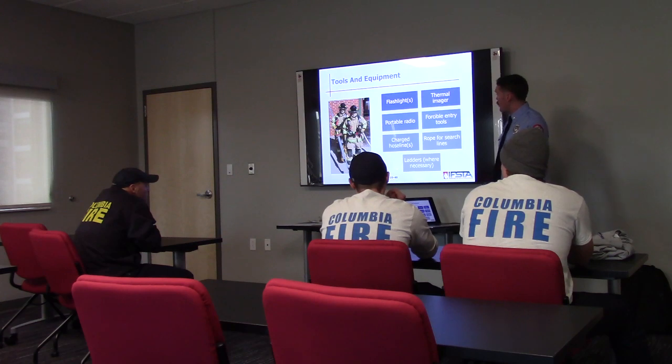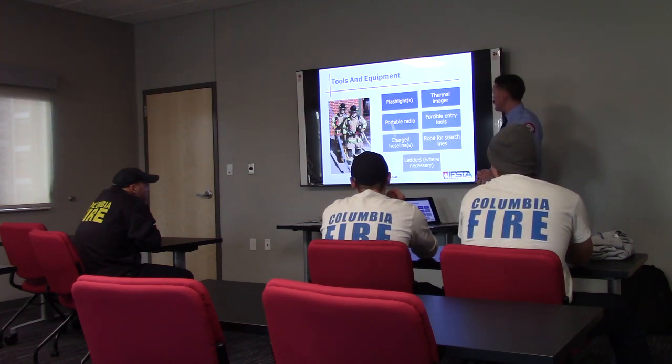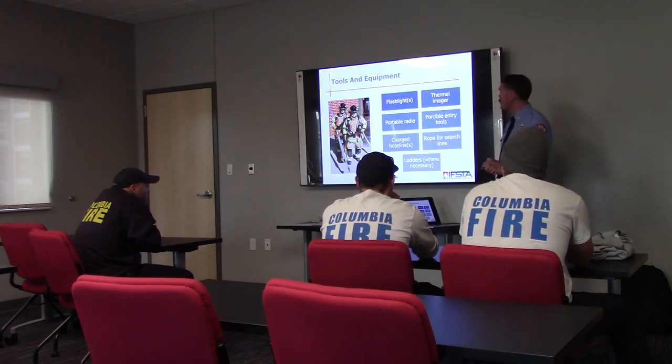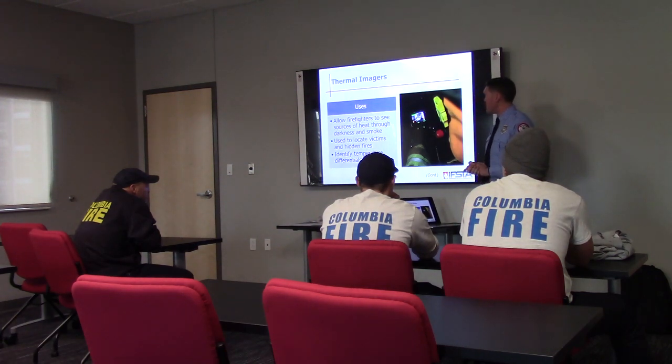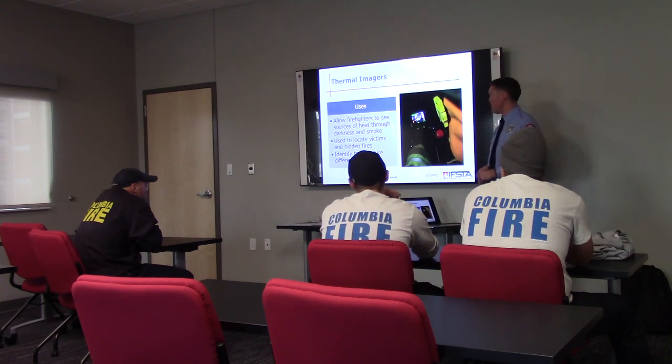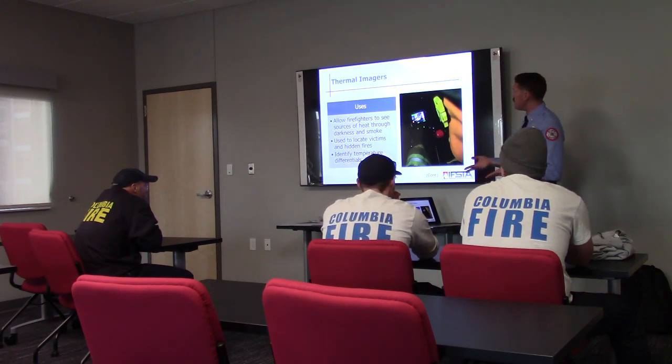The tools and equipment that you want to bring, we did touch on that. We talked about personal lights, flashlights, forcible entry tools. We did not talk about ladders, search ropes, hose lines, and thermal imagers. We are going to talk a little more specifically about thermal imagers. We can use them to see through heat sources, through darkness and smoke. We can use them to locate victims in hidden fire. And most importantly, how they operate, they identify temperature differentials. So it doesn't necessarily see heat, it sees the difference in heat.